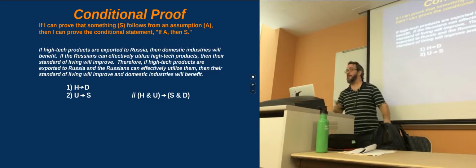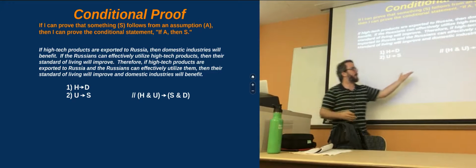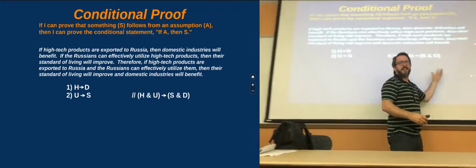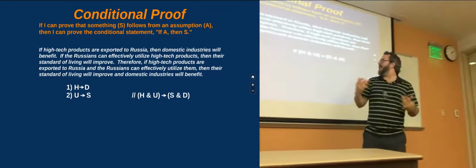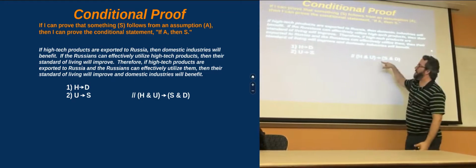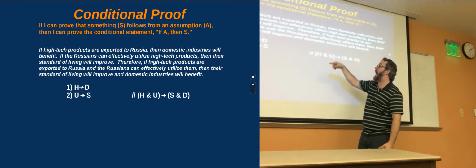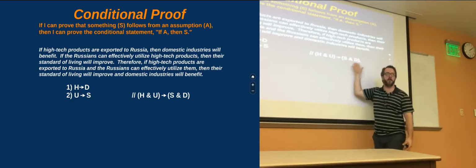I could use addition to make big, gnarly or statements from this, but I don't know if that's actually going to get me anywhere. It doesn't seem like it's going to get me any closer to my conclusion. I can do conjunction of these 2 things, but notice that's not really quite my conclusion either. I would have if H then D and if U then S, and that ain't what I'm going for.